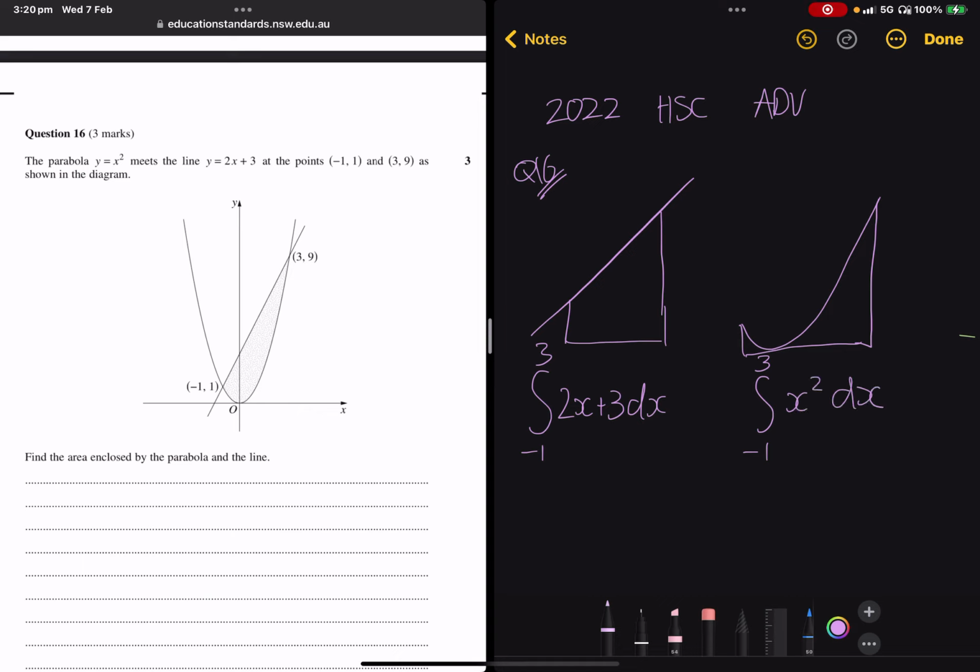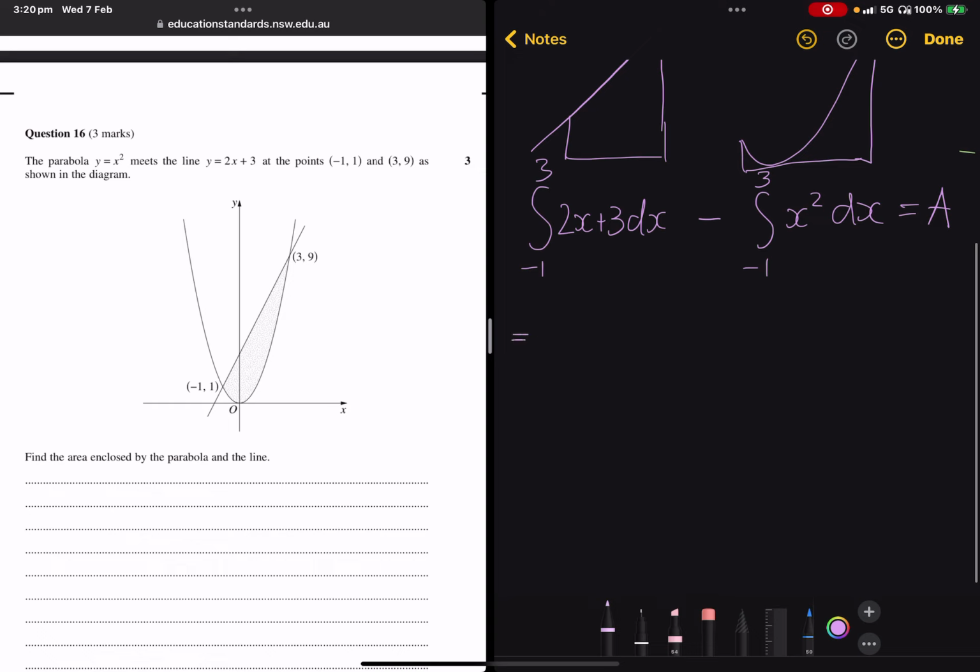Now we need the bit that is formed between these two, so we're going to be subtracting the second one from the first one. This will give us the area that we're after, the enclosed area. So this implies the area is equal to the difference of these integrals. Now these integrals have the same bounds, so we can put them into one integral. So this is minus 1 to 3 of 2x plus 3 minus x squared dx.